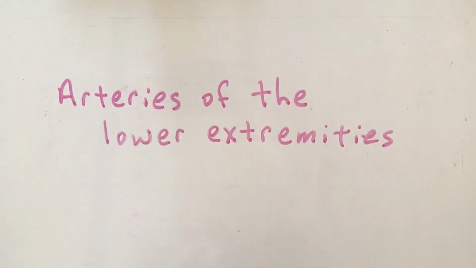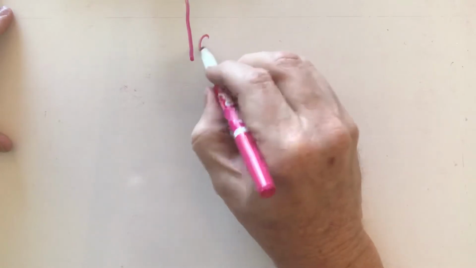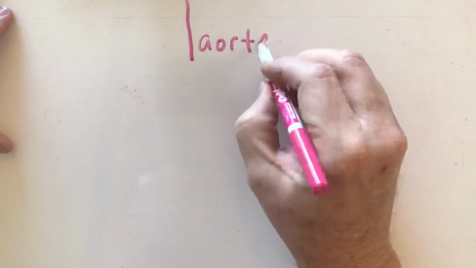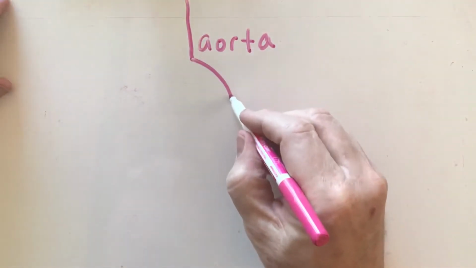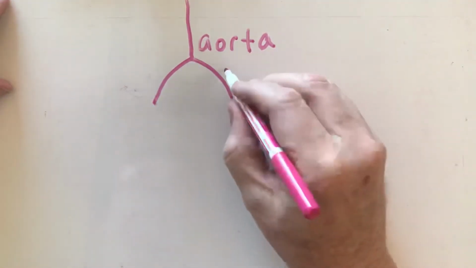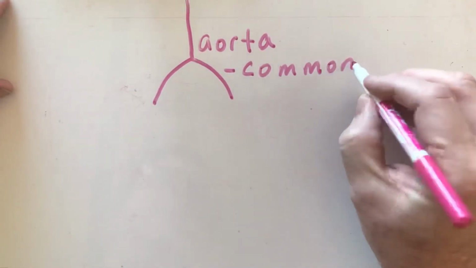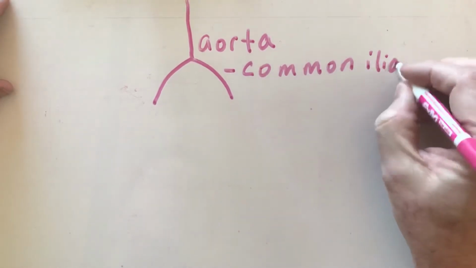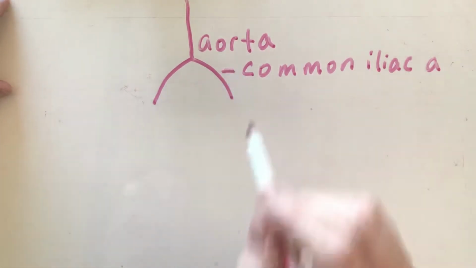Okay, so today we're going to talk about the arteries of the lower extremity. So let's get started. If you recall from the last video, we talked about the abdominal aorta. What happens with the abdominal aorta is that it's going to bifurcate, or split into two, and it's going to be called the common iliac artery.